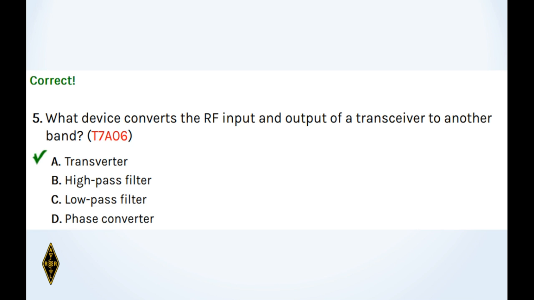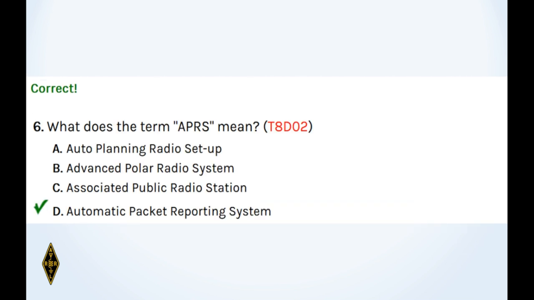What device converts the RF input and output of a transceiver to another band? Those are called transverters. Transmit converter, transverter. It'll do both transmit and receive. And six, the term APRS, we saw it in the earlier test, automatic packet reporting system. That's the one that is associated with a map and can also send some text messages. That's APRS.